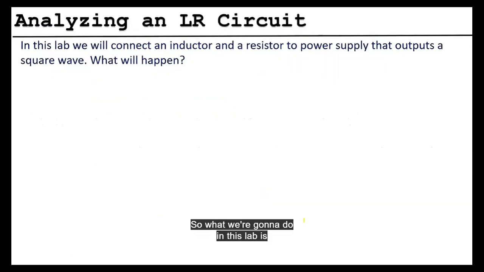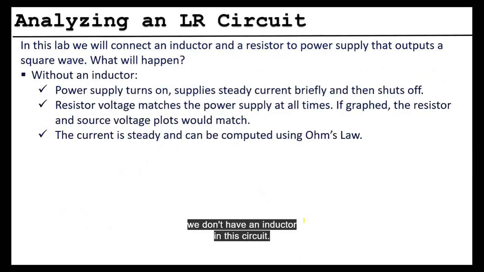So what we're going to do in this lab is connect an inductor and a resistor to a power supply that outputs a square wave. So what's going to happen? Well, let's say for the sake of argument, we don't have an inductor in the circuit. The positive square wave means that my power supply is going to be at zero, and then it's going to turn on to 4 volts, and it's going to supply a steady current, and then it's going to shut off, and then it'll come on and off. And so it stays on each time for a brief period of time. And while it's on, the current is steady.